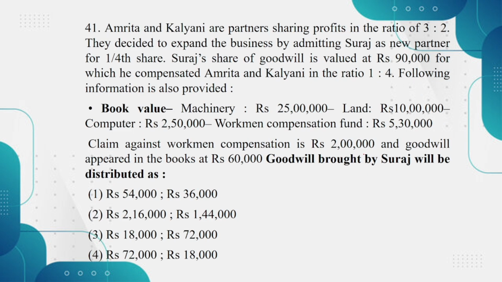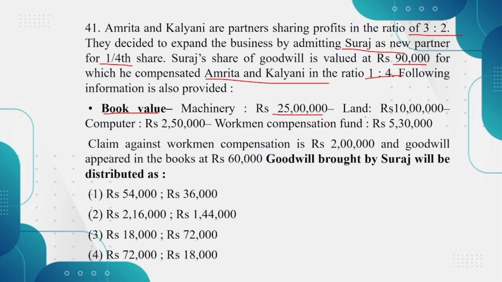This is the case-based question. You have to remember always, read the case-based question, case study very carefully. A lot of information is there. Amrita and Kalyani are partners sharing profit in the ratio 3:2. They admitted new partner Suraj for 1/4 share. Suraj brings goodwill 90,000, and the sacrificing ratio is 1:4, and book value of different assets are there.